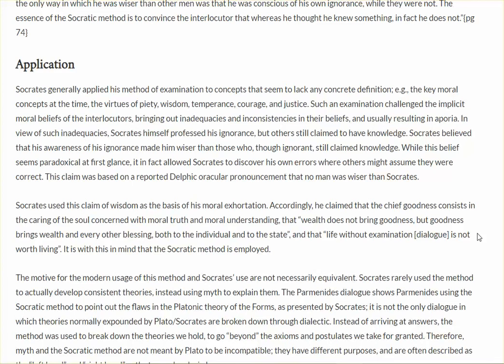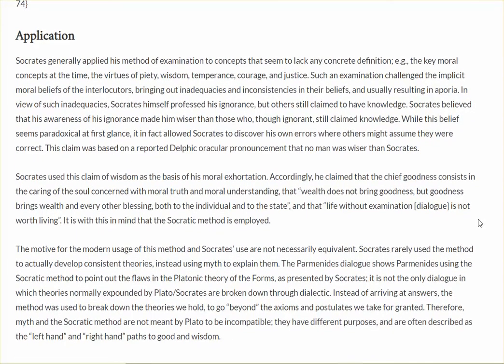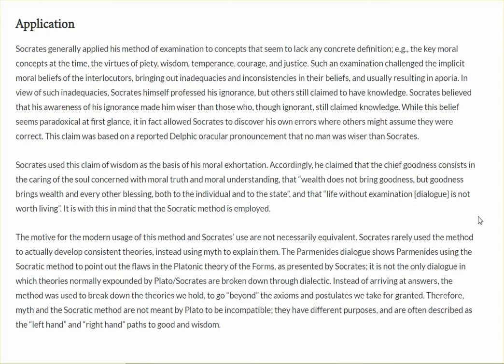Socrates generally applied his method of examination to concepts that seemed to lack any concrete definition, for example the key moral concepts at the time: the virtues of piety, wisdom, temperance, courage, and justice. Such an examination challenged the implicit moral beliefs of the interlocutors, bringing out inadequacies and inconsistencies in their beliefs and usually resulting in aporia.